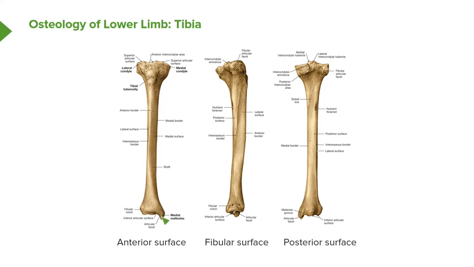We can see we've got the medial malleolus here, and on the posterior surface, we can still see the medial malleolus forming the ankle joint. And we have a fibular surface. And this is the surface that you would see if you were standing where the fibula was. And we'll talk first of all about the tibial plateau, the proximal part of the tibia.